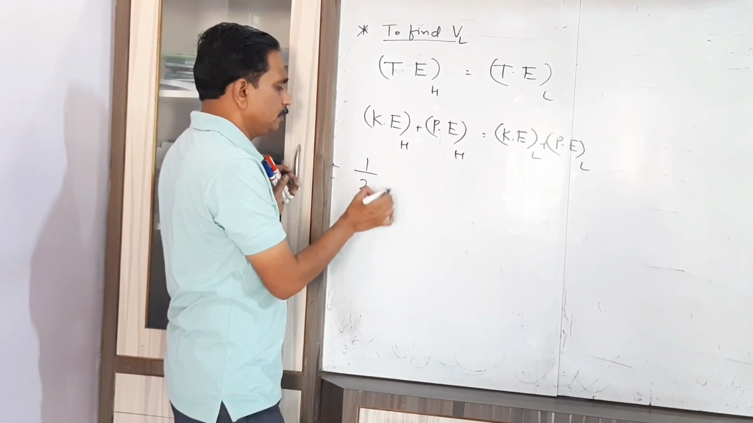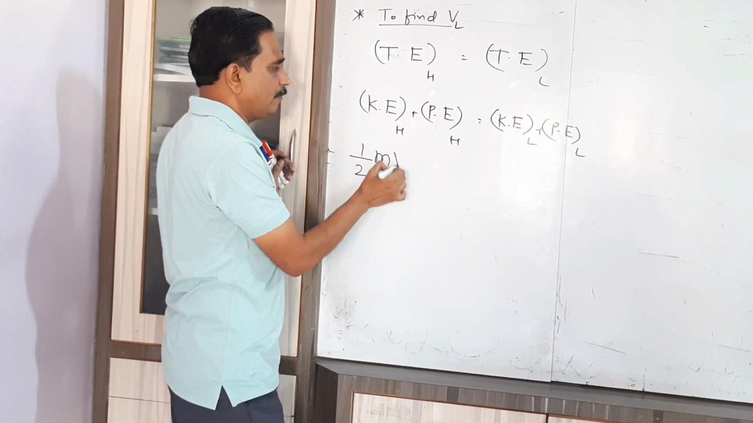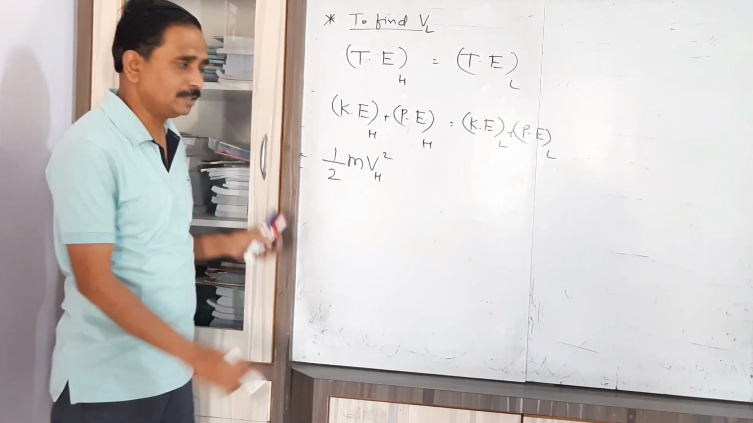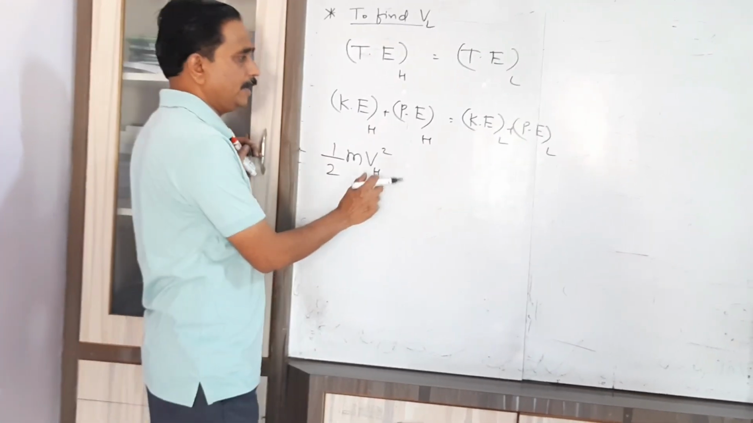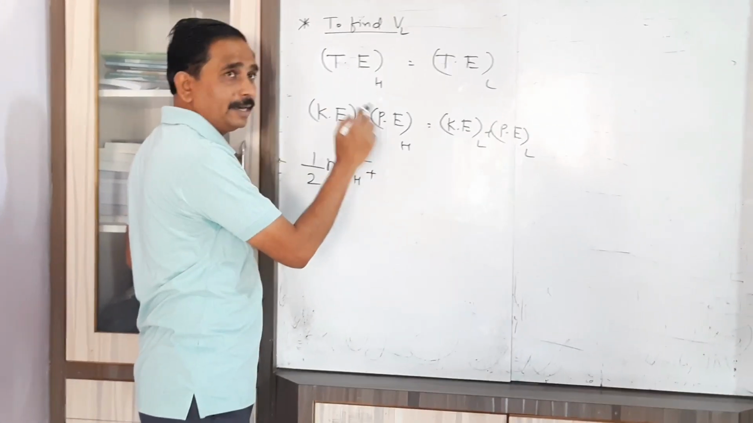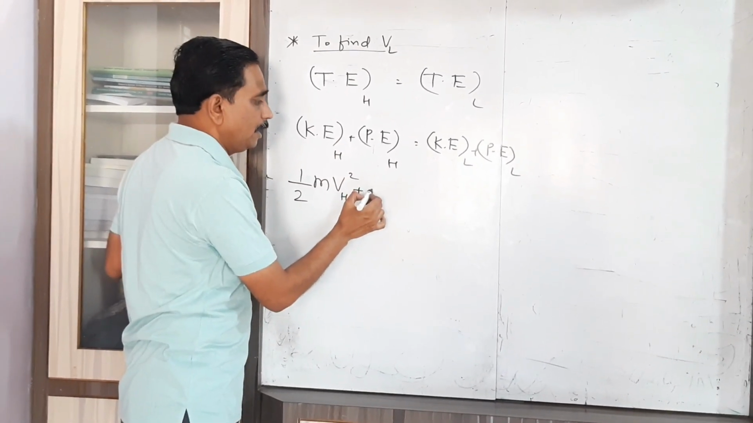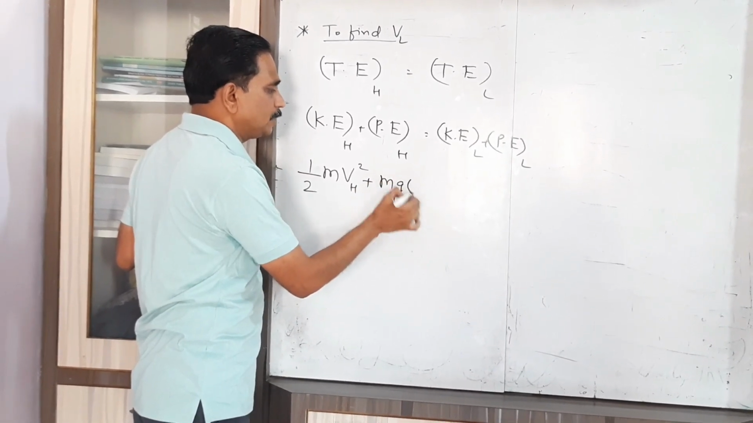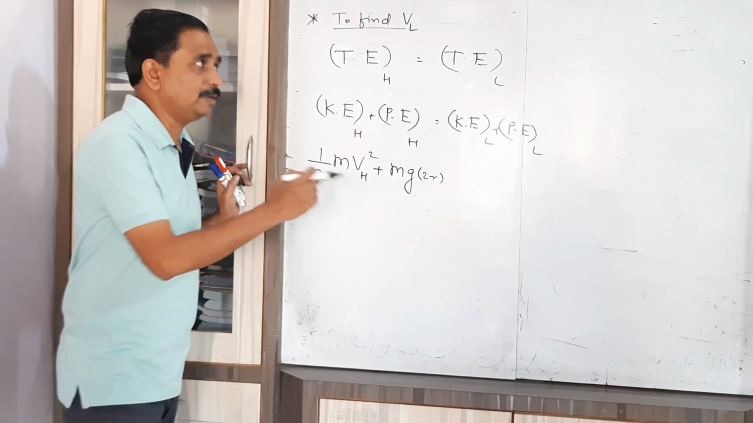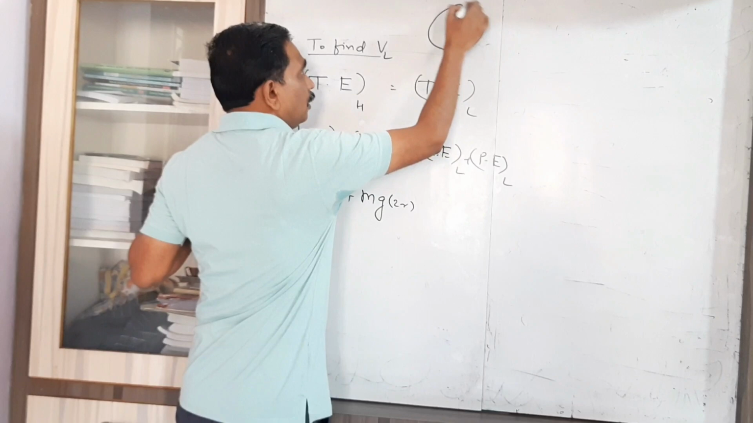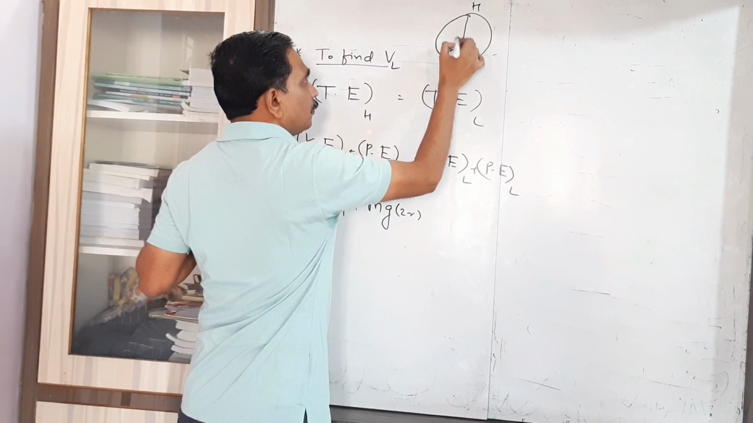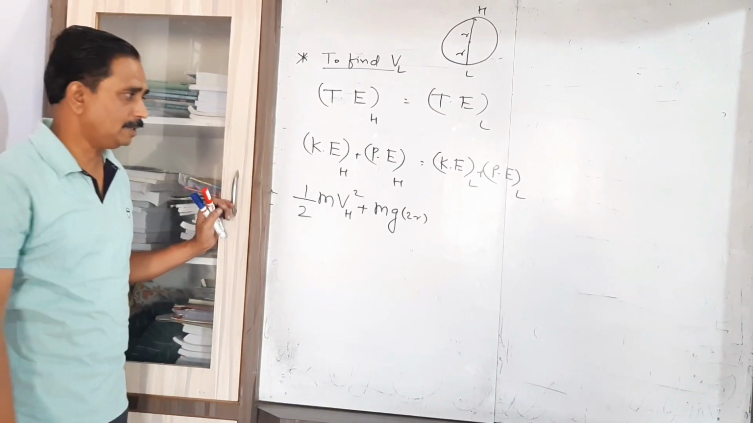Just put the values. Kinetic energy is equal to half mv square. For the highest position, we denote the velocity as vh. So I write half m vh square plus the potential energy. When the body goes from the lowest to the highest position, the height is equal to twice r. So the potential energy is mgh. When the body moves from the lowest position to the highest position, what will be the height? That is equal to twice the radius.